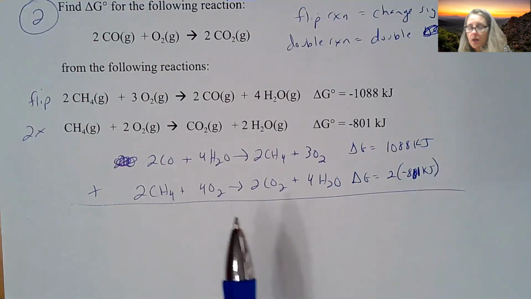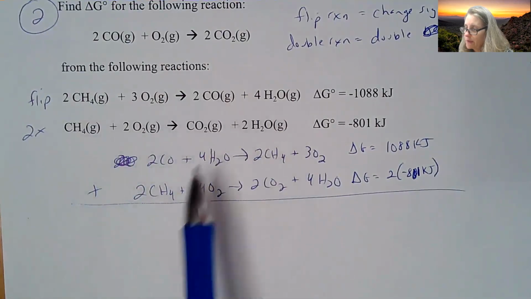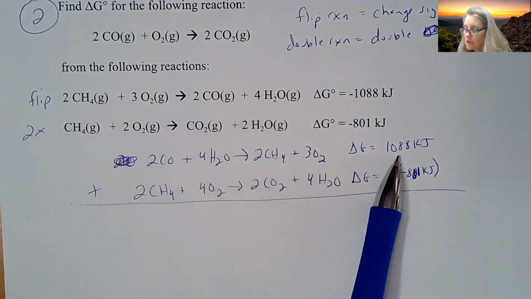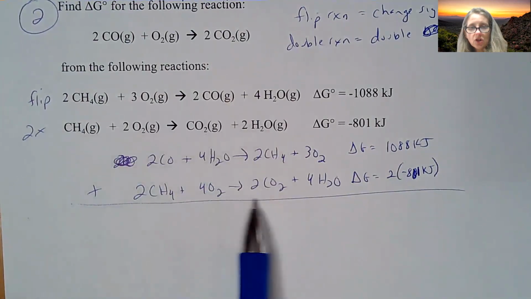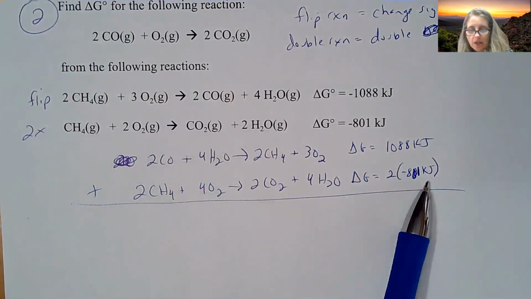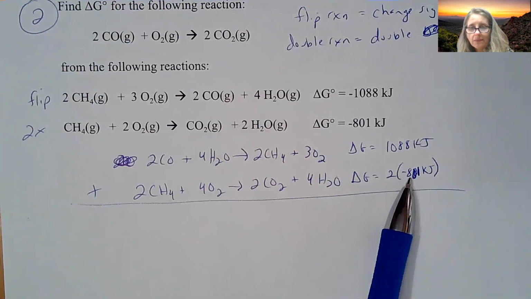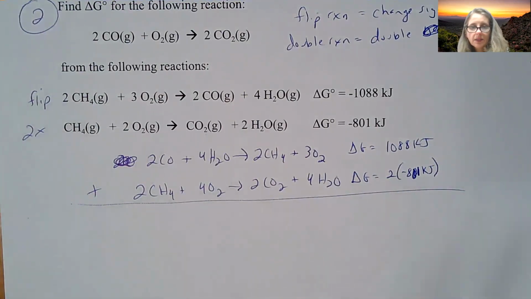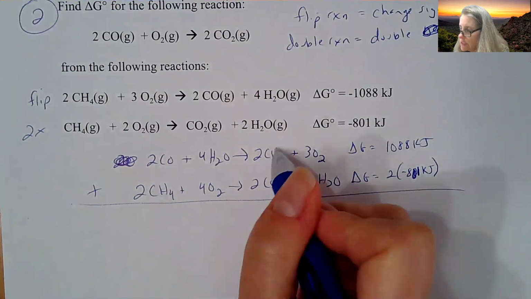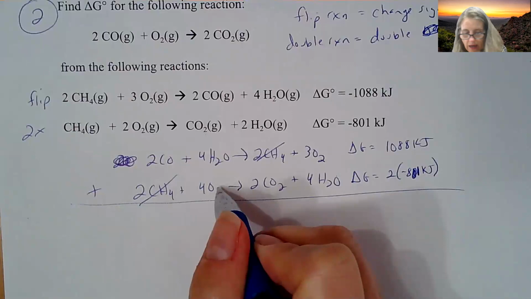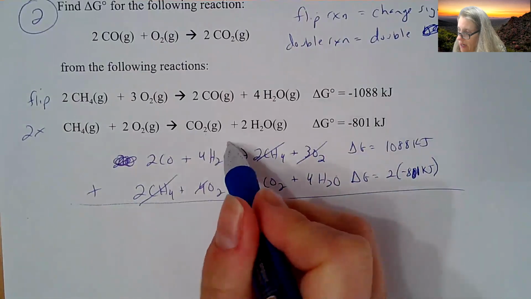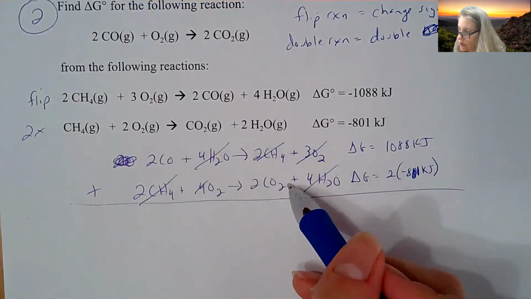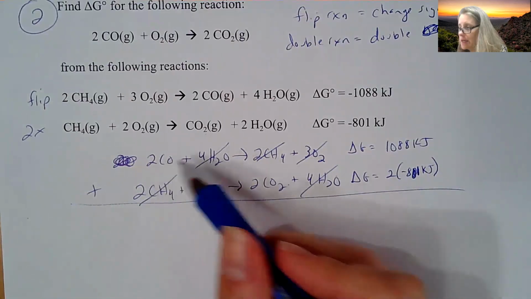All right, so I paused it, and all I did was I wrote this first equation up here, down here. I flipped it. So I changed the sign of the delta G to a positive 1088. The second equation, I multiplied everything by 2, and I'm going to double the delta G here as well. So 2 times negative 801. So then I'm going to see if I could cancel things out. So I have 2 CH4s on both sides here. I got 4 oxygen, 3 oxygen, so really I got 1 oxygen here. I got 4 waters, 4 waters. I got CO2, CO, 2 COs, 2 CO2.